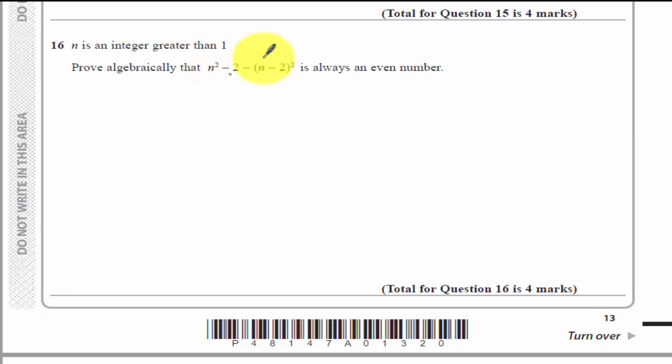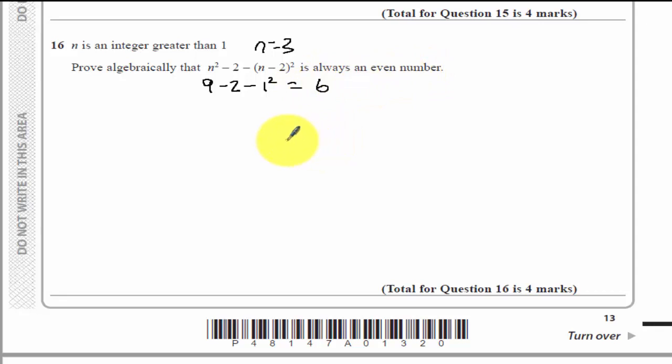So I'm going to pick n, I'm going to say let n equal 3 because that's an integer greater than 1. If I put 3 into this I should get an even number. So 3 squared is 9, take 2, then 3 minus 2 is 1 and I've got to square it, so 1 squared which would be 1. 9 take 2 is 7, take 1 is 6, 6 is an even number.